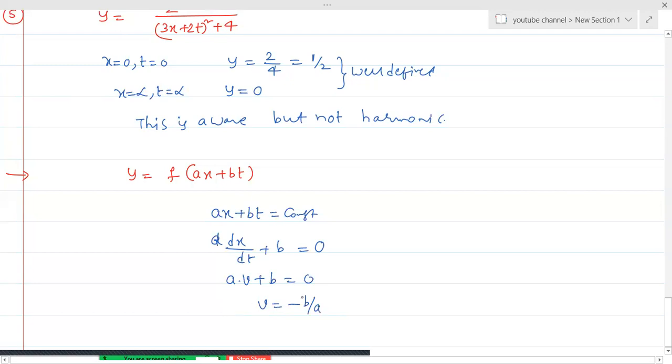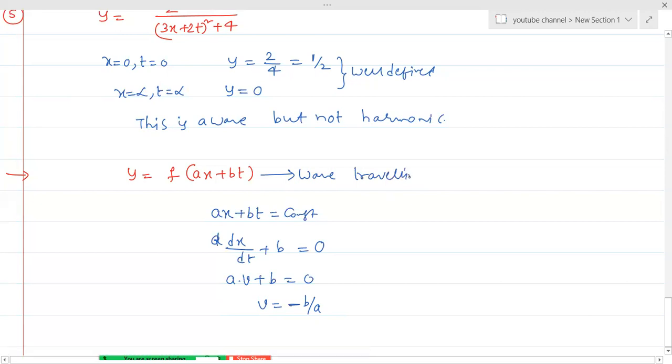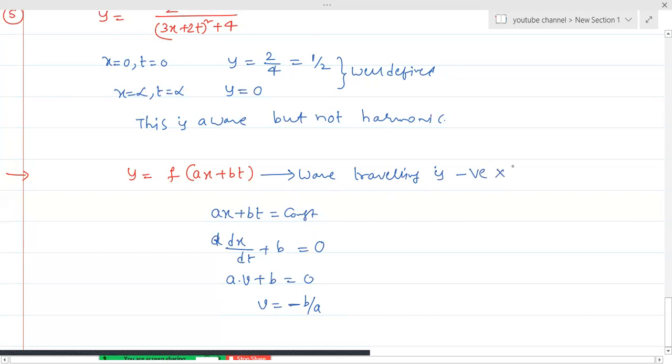From this, we got two meanings. Negative means this is a wave traveling in negative x direction. And if you are interested in the magnitude, simply we will say that is b by a.